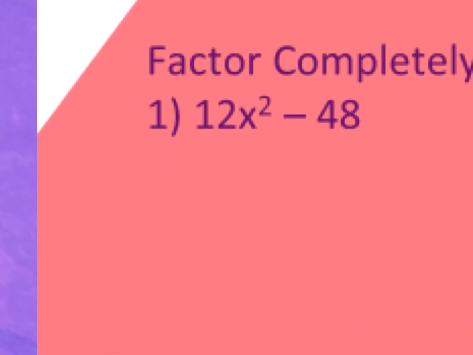All right, so looking at example 1. What's the first thing I should do? Check for greatest common factors. So what is my greatest common factor between 12x squared and 48? 12. 6 is a common factor, but it's not the greatest common factor. So I'm going to take out a 12. When I divide 12x squared by 12, the 12's cancel, so I'm left with x squared. And then what's 48 divided by 12? 4. So I have minus 4.